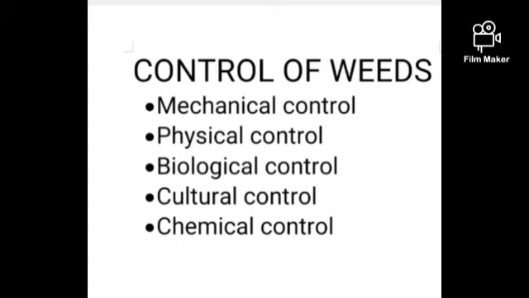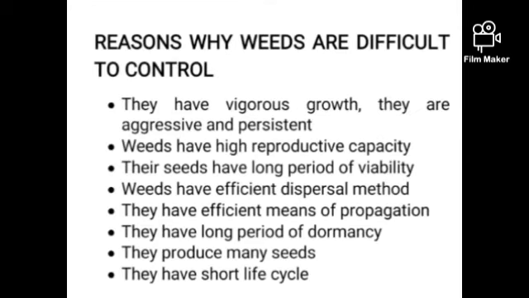Then control of weeds. How can these weeds be controlled? Firstly, they can be controlled using mechanical control. This is the use of mechanical tools. For instance, we can use our plow, we can use our weeder. Then we have the physical control methods. The physical control method deals with hoeing, use of a hoe, and hand pulling. Then we also have the biological control. This one is the introduction of an organism that will eat up the weeds.